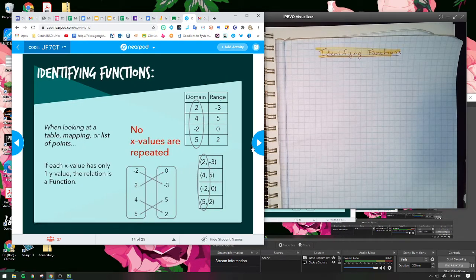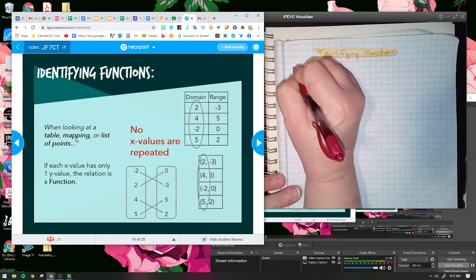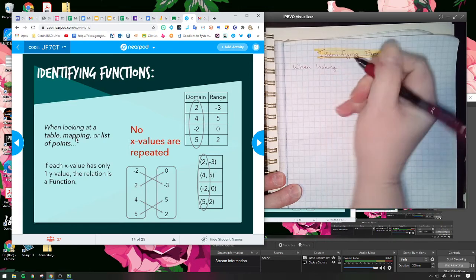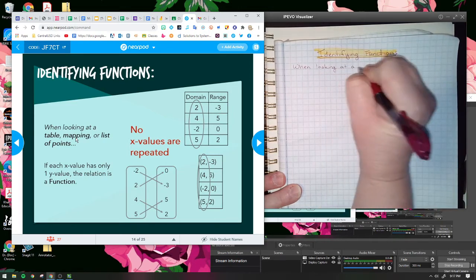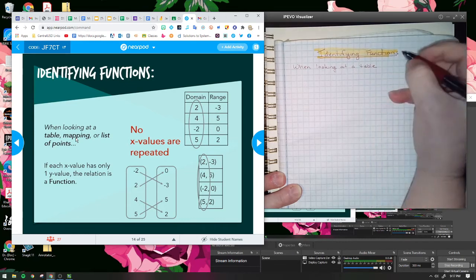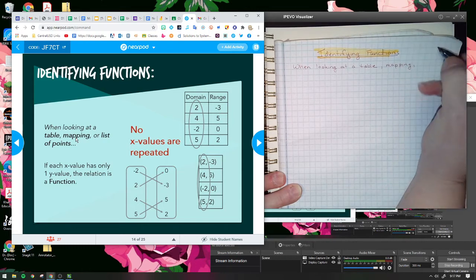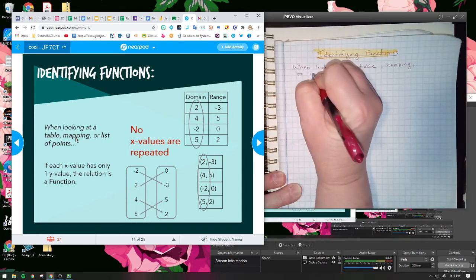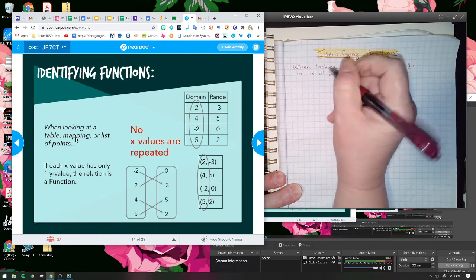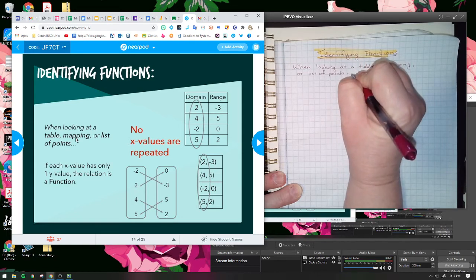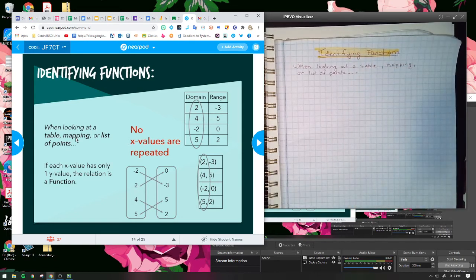Now, I have this part right here: when looking at a table, mapping, or list of points. That's what I want to start with. When looking at a table, comma, mapping, comma, or list of points. Dot, dot, dot. Continuing.